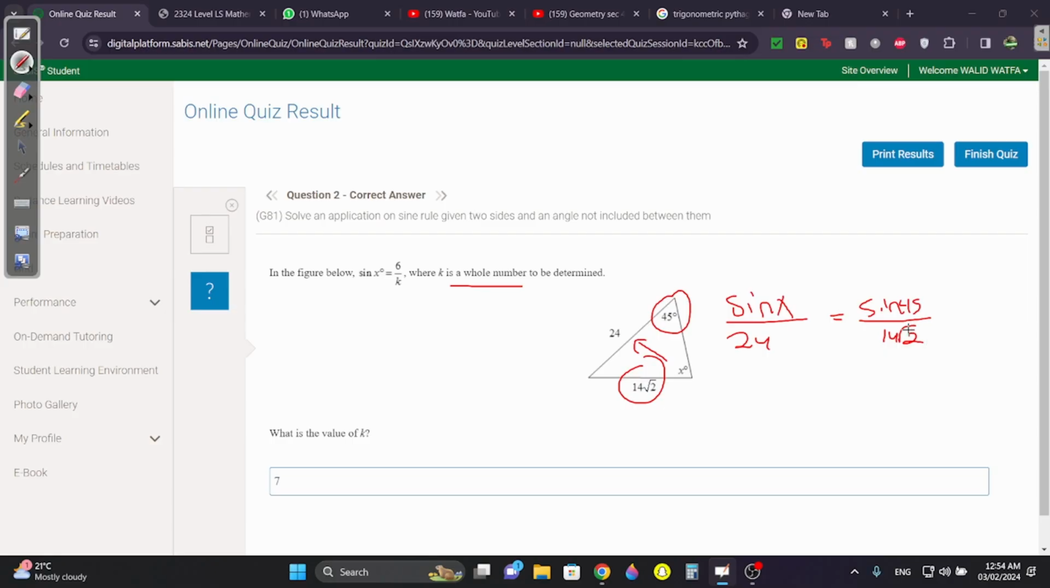I'm not really explaining the sine rule anymore because we've had it for the past 3 weeks. If you want a good explanation, it's in my week 3 math CA recording. Cross multiply, you'll get sine x equals 6 over 7. They want k, which is 7. k is 7. Question 3.